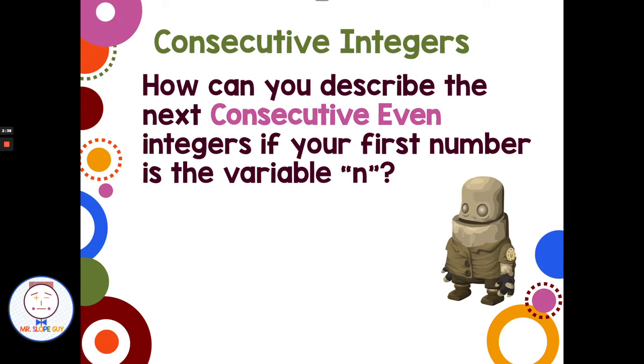So how can we describe the next consecutive even integer if your first number is the variable n? Well, if we start with n, the next consecutive even number would be 2 greater, n plus 2. And if we wanted a third number, n plus 4, and a fourth number, n plus 6, then n plus 8, we could just keep adding 2 to describe the next even integer. If we start with an even number like 10, we'd do 10, 10 plus 2 would be 12, 10 plus 4 would be 14.